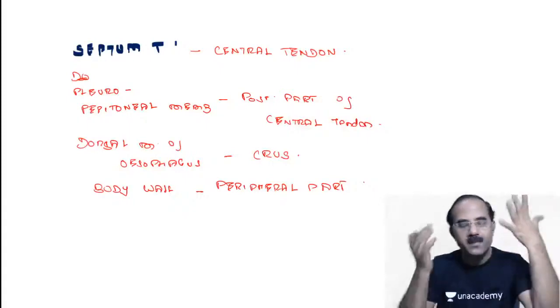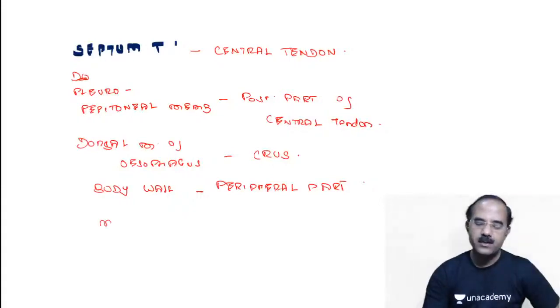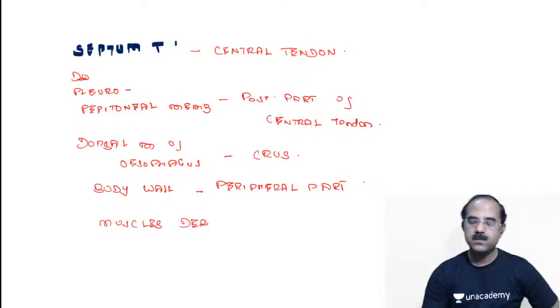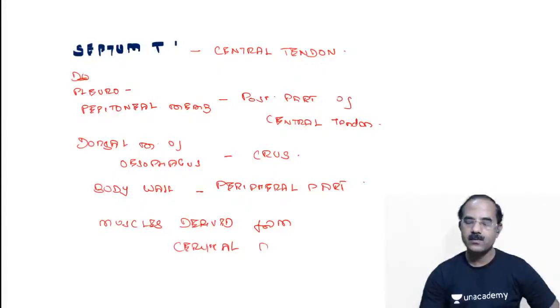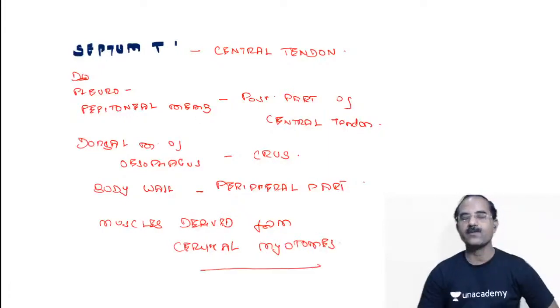Now which somites form the muscles of the diaphragm? The muscles of the diaphragm are derived from cervical somites, or you call them myotomes. Very good. Cervical somites or cervical myotomes.